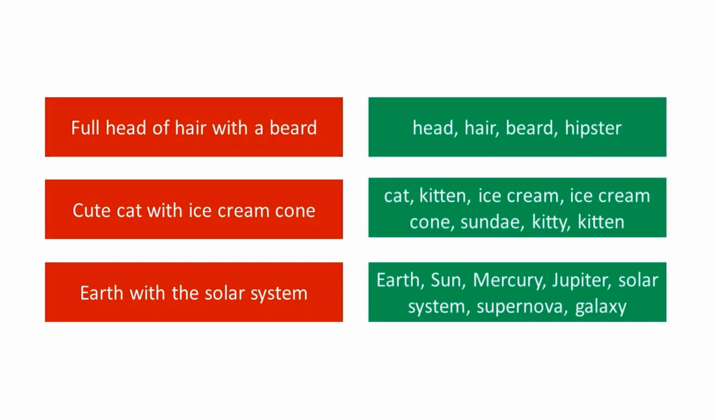You're using up bandwidth because you're only allowed to have so many tags, and it's not going to add any value. So cute cat with ice cream cone, it doesn't really help you. You'd want to have cat, kitten, ice cream.